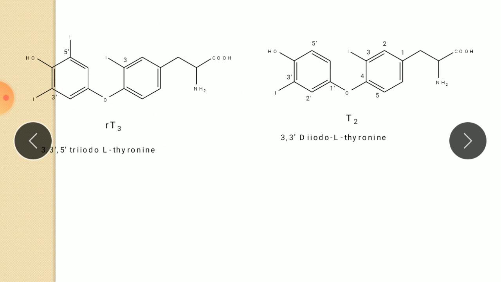So the main hormones are T3 and T4. Apart from that, the thyroid gland also contains other iodinated amino acids, that is MIT, monoiodotyrosine, and DIT, diiodotyrosine, and T2 and reverse T3.